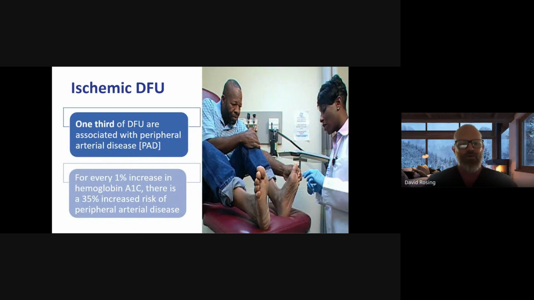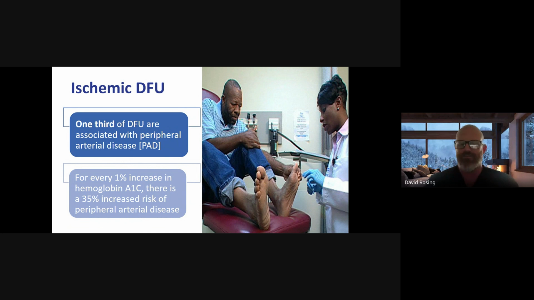Like I said before, 1/3 of patients with diabetes will have peripheral artery disease. Every increase of 1% in your hemoglobin A1C is going to give you a 35% increased risk of having PAD. So they definitely go hand in hand. So definitely, if somebody tells you it's a diabetic wound, that's great. You can document it as such, but do your due diligence and make sure the arterial system's intact.